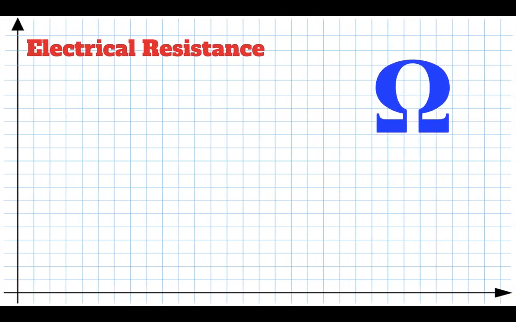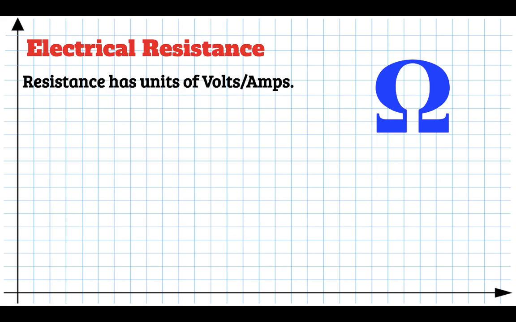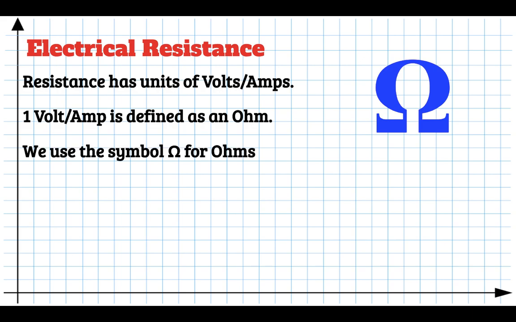So when we talk about electrical resistance, we're talking about a measure of how hard it is for current to flow. So resistance has a unit of volts per amp. A volt per amp is going to be defined as an ohm in honor of Johannes Ohm. And we're going to use this goofy looking symbol, looks like a horseshoe, for ohms. It's actually called omega. It's the Greek letter.